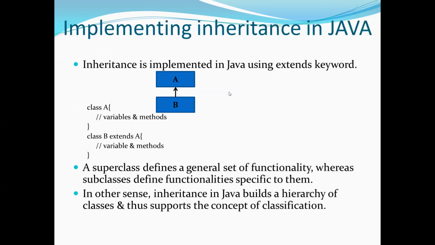Inheritance is implemented in Java using the extends keyword. For example, class A is here and you have defined the variables and the methods, and you want this class to be extended into B. You will write B extends A, and graphically we represent it like this. So B is now the subtype, the subclass, and A is your superclass. A superclass defines a general set of functionality, whereas subclasses define functionality specific to them.